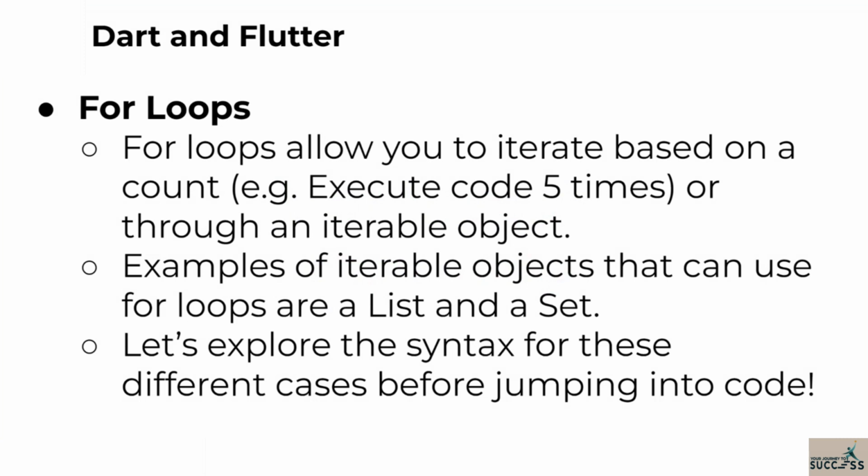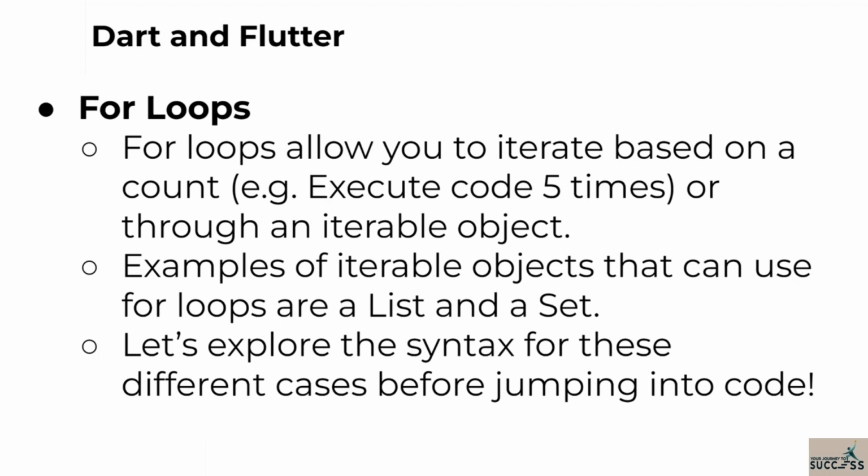So for loops allow you to iterate based off a count, such as execute this block of code 5 times. Or you can also do it through an iterable object. For example, you can say, for every item in this list, go ahead and print out the item, or go ahead and print a block of code every time you see a particular item show up in a list. You can also do the same for a set.